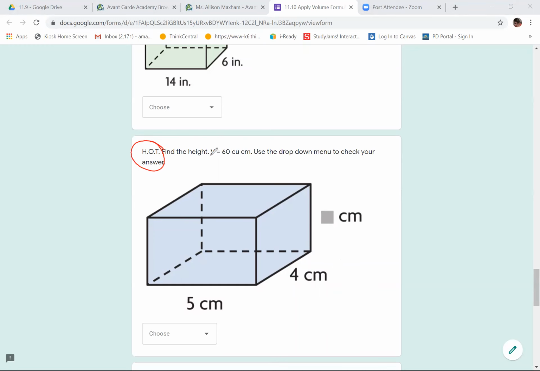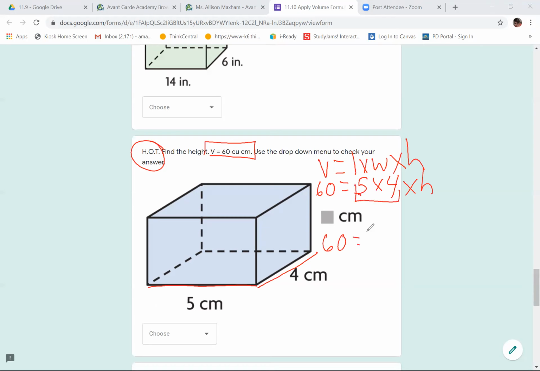It says here that the volume equals 60 cubic centimeters. I know that volume equals length times width times height. And they told me that the volume is 60. 60 equals, my length is 5, my width is 4, and I don't know what my height is. But you know what I do know? I do know what 5 times 4 is. 5 times 4 is 20.